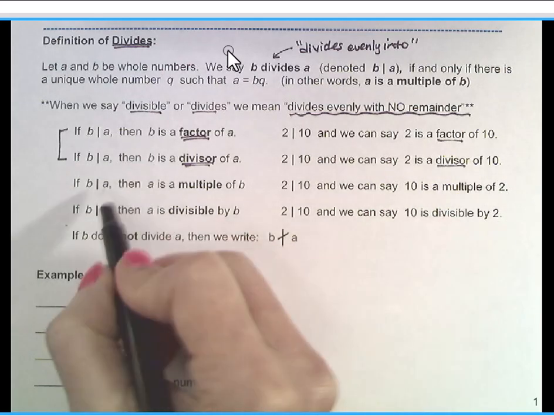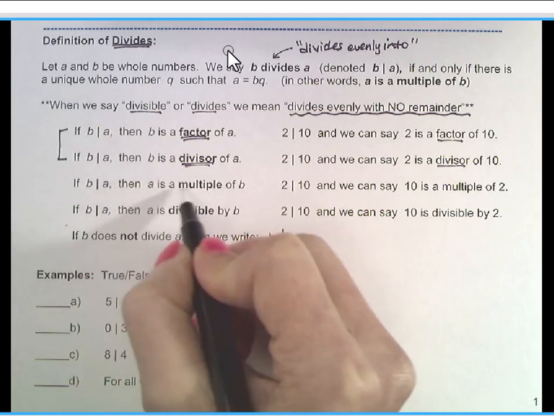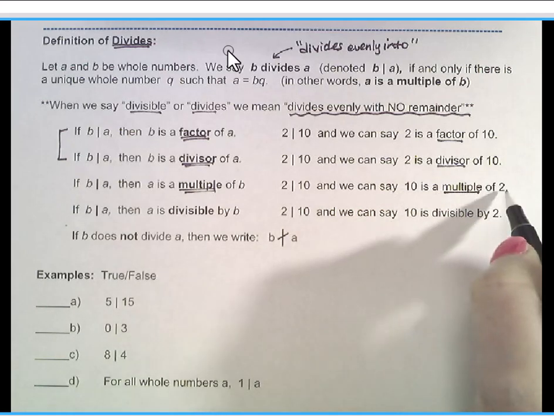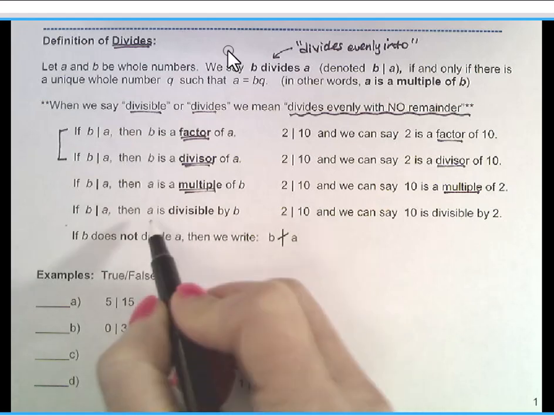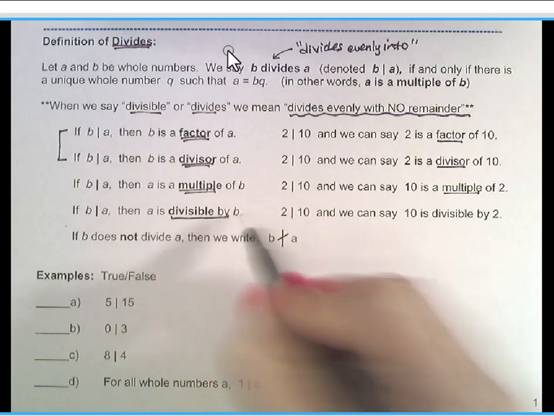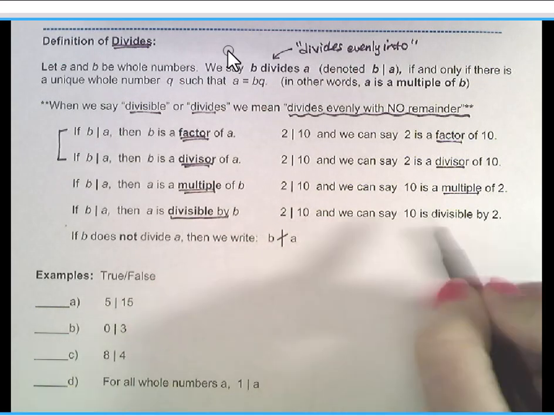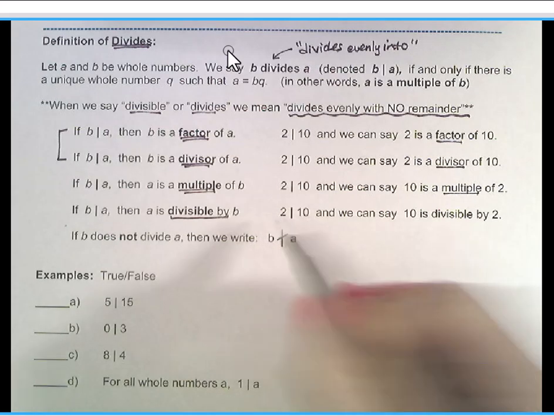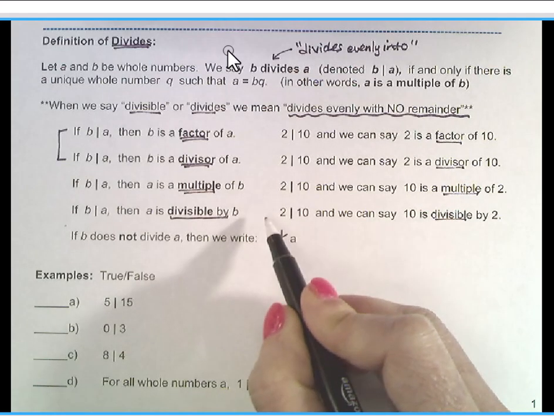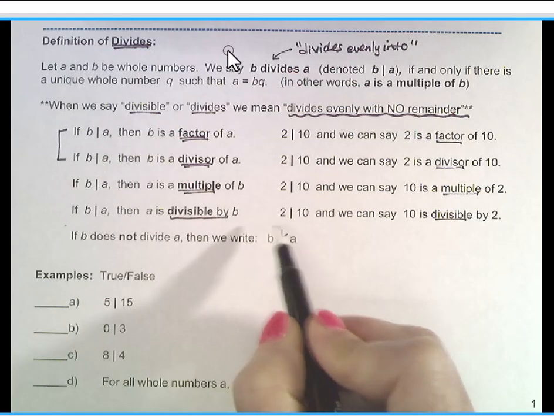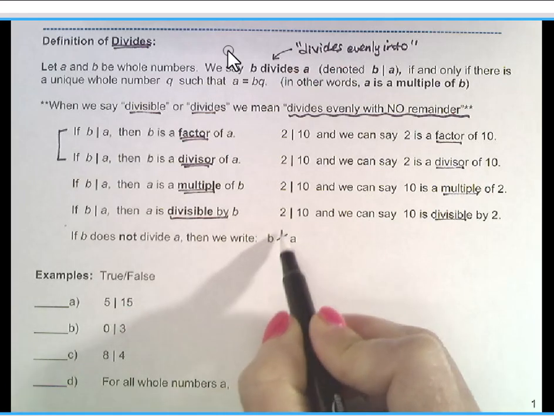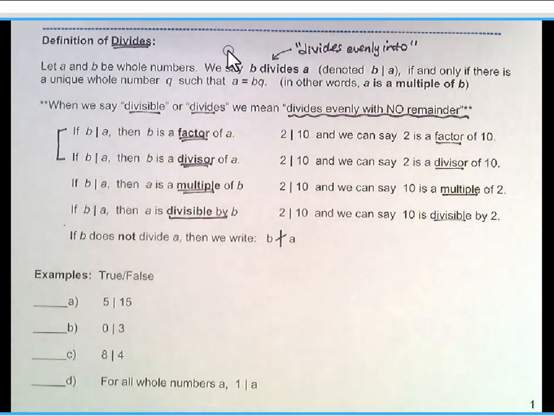Going the other way, we would say that the second number is a multiple of the first number. So 2 divides 10, so that means 10 is a multiple of 2. We can also say A is divisible by B. So if 2 divides 10, then we can say 10 is divisible by 2. You see, you use different words depending on which direction you're going. If B does not divide A, then we just put a slash through that bar because that bar means divides. So if you put a slash through it, it means not.